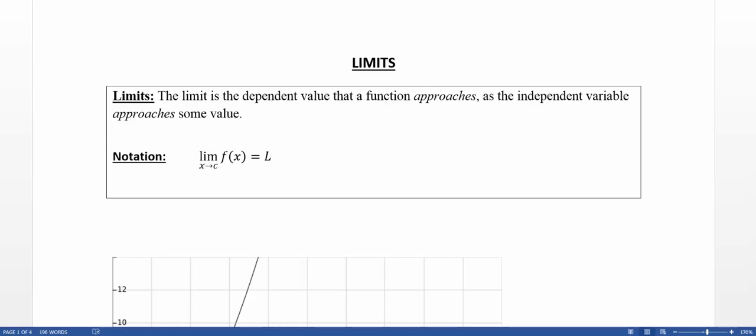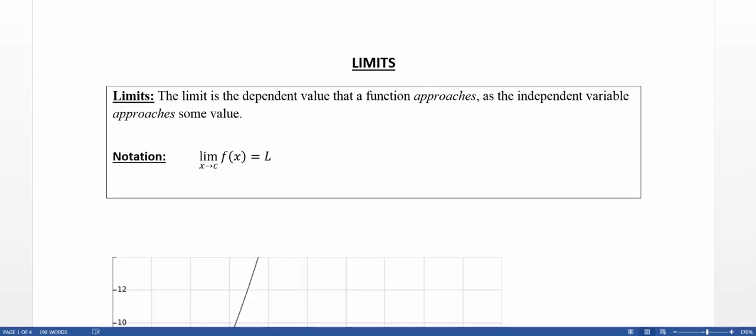Limits are one of the important underpinnings of calculus, which are going to help us understand how we can look at functions and determine rates of change. But to begin, we need to understand what a limit is. So the limit is a number. It is the dependent value that a function approaches as the independent variable approaches some value.